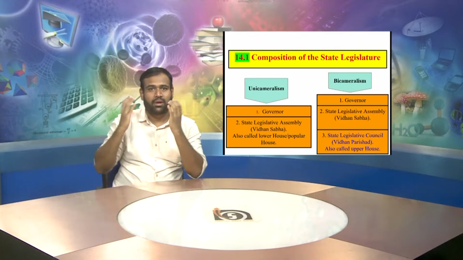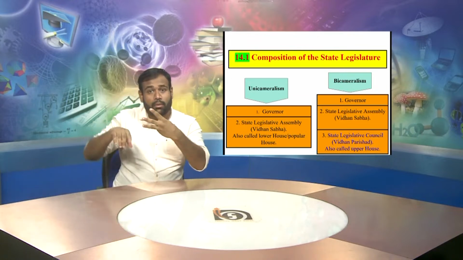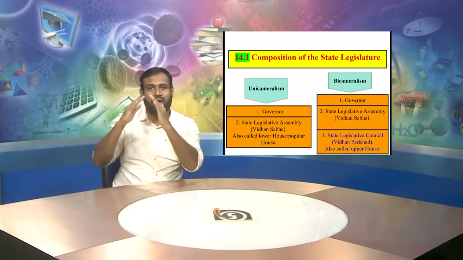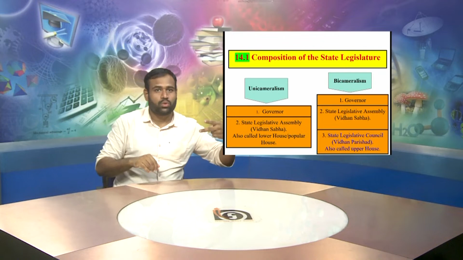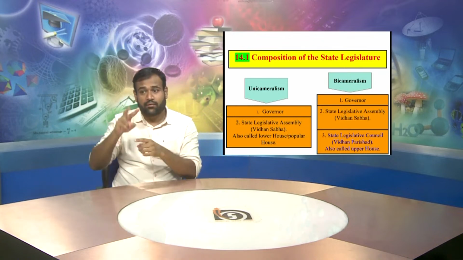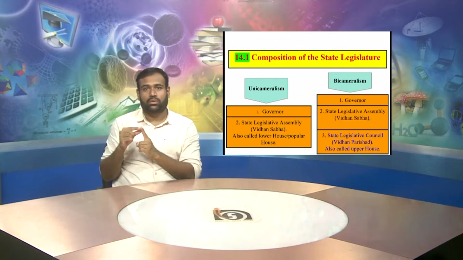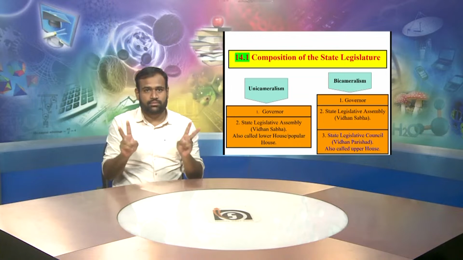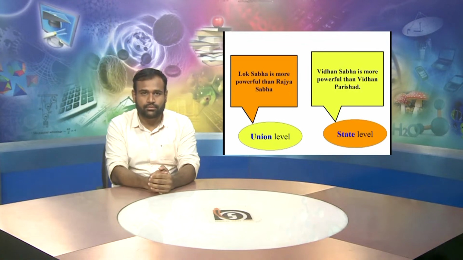Bicameral and unicameral are both different. With the 3 points which I mentioned below the bicameral, we can easily understand the system, and on the other side, 2 points below the unicameralism explain the concept. So both are different.